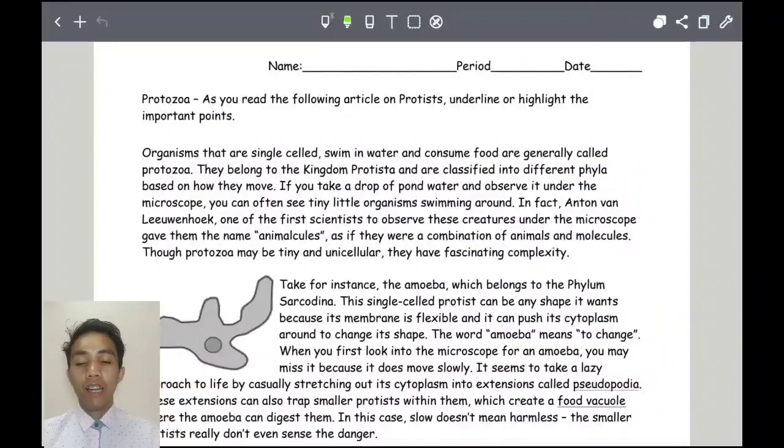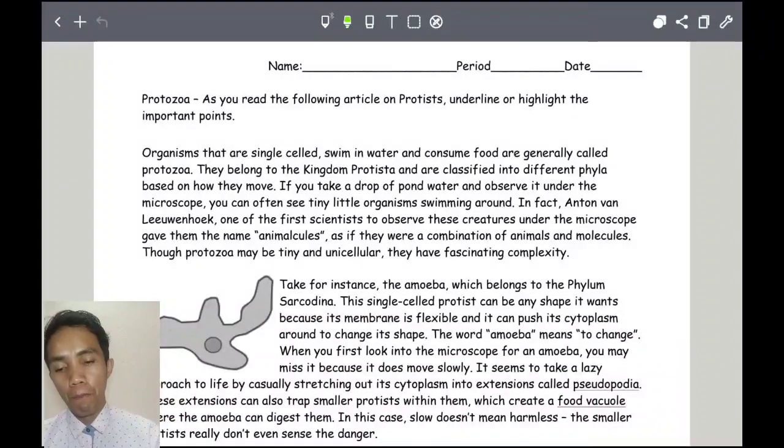Hello students, let's proceed to our next activities. So for our activities, teachers send a PDF. This PDF is about articles on kingdom protists. Now you're going to highlight the important points. So there are two important points here. One is for name and one is for the keywords.